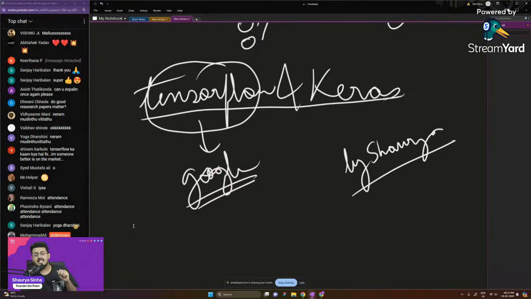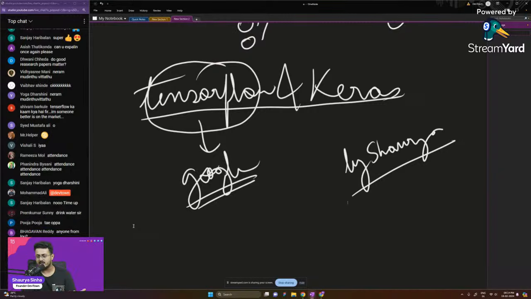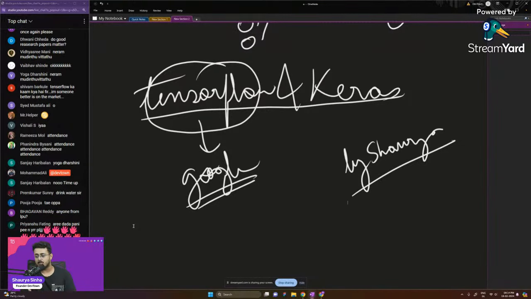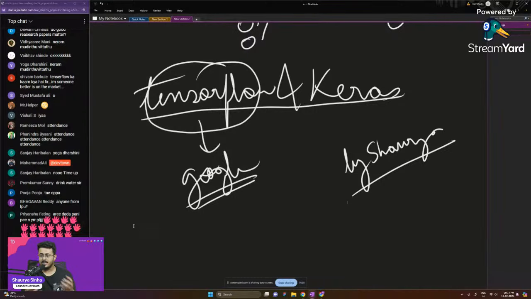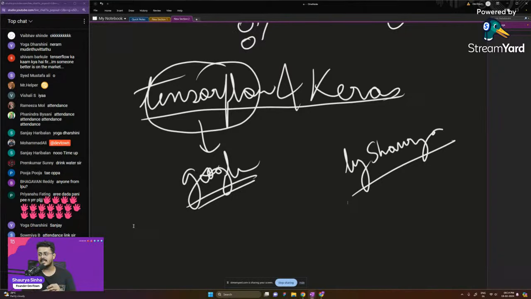So Keras basically simplifies things even more for you guys, especially when you are newbies, recently entering into deep learning or machine learning. It should be as simple as possible for you guys. Are you guys able to understand this difference between TensorFlow and Keras, guys? Please let me know.